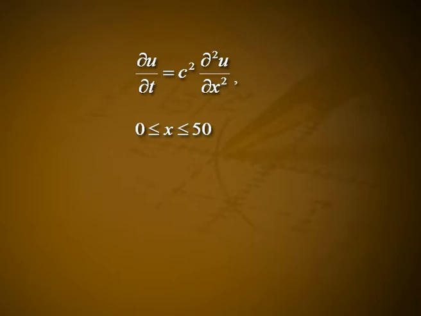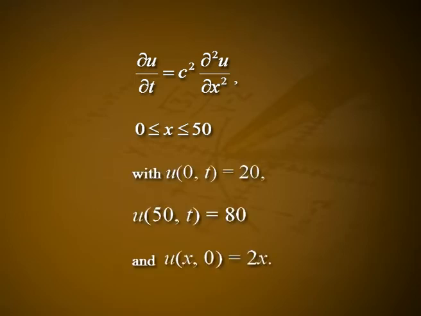∂u/∂t = c² ∂²u/∂x², where 0 ≤ x ≤ 50, with u(0,t) = 20, u(50,t) = 80, and u(x,0) = 2x. Here the boundary conditions are non-homogeneous.